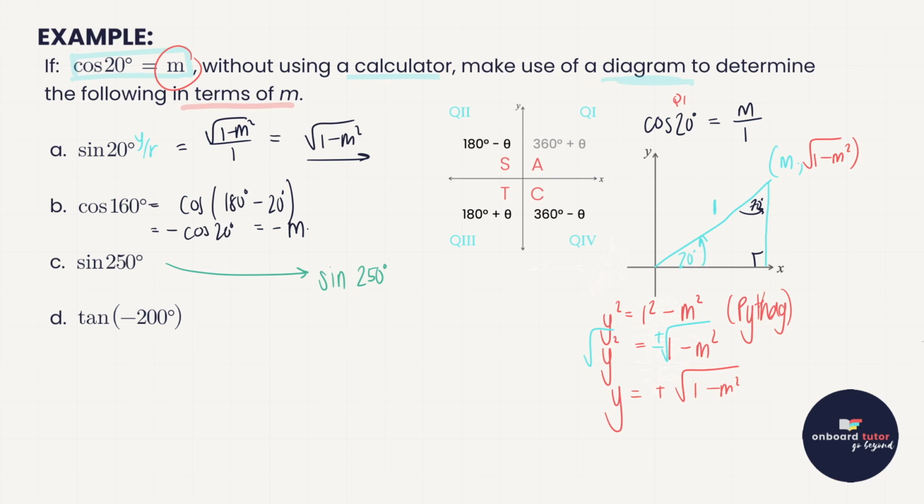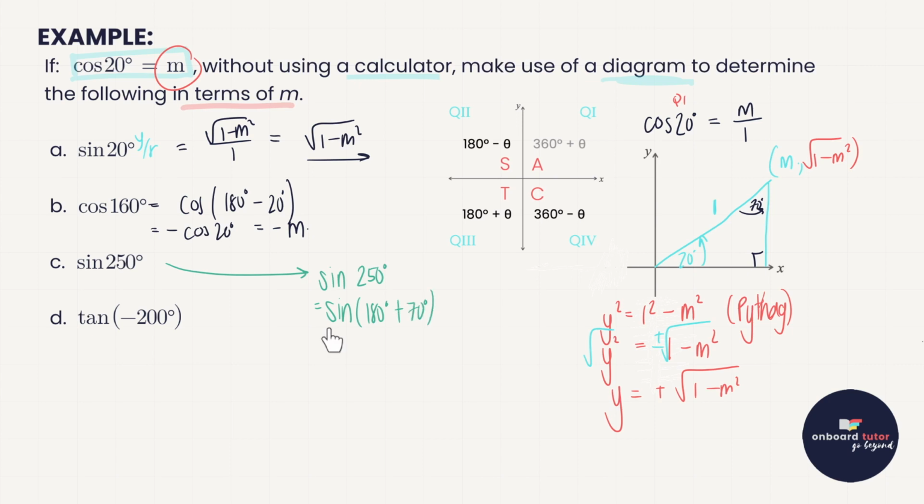It's such a similar process. Okay, 250 is going to fit somewhere here, because this is 180 and this is 270. So I need to write it as 180 plus something. So that's going to be sine of 180 degrees plus 70 gives me 250.